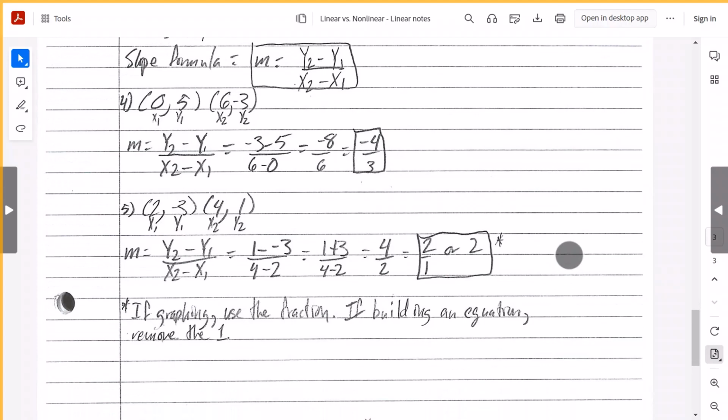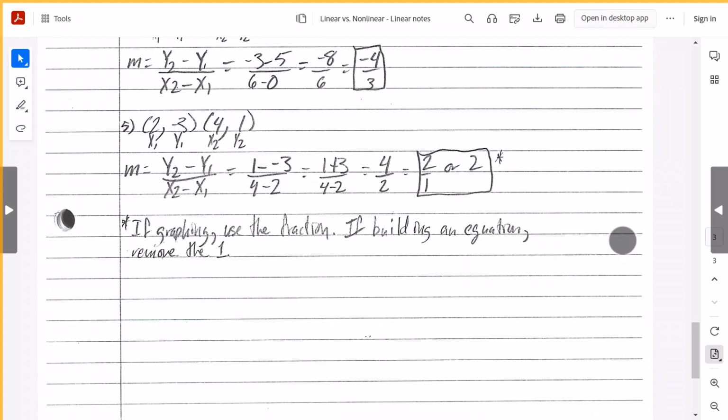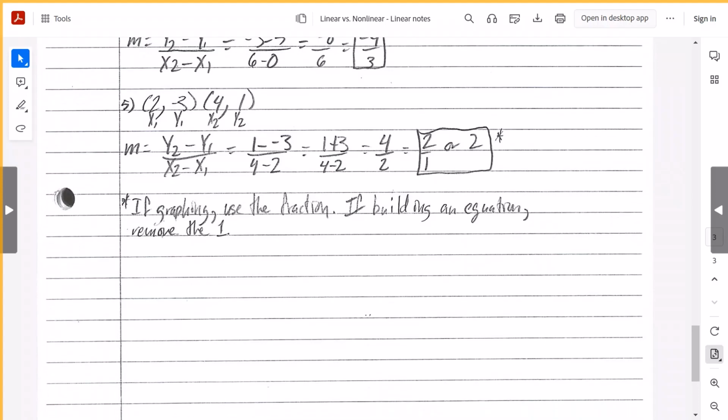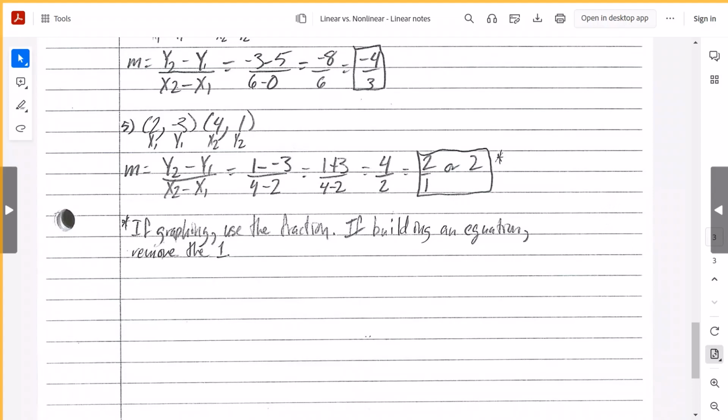This one here on 5, it comes out to be 4 over 2, which will be 2 over 1 or just 2. So just remember, if you're graphing, you need it as a fraction. If you're writing an equation, you can use the whole number. But like in the case of negative 4 over 3, you're just going to use that as it is. All right. So that's the quick run through of everything that we covered on Monday.